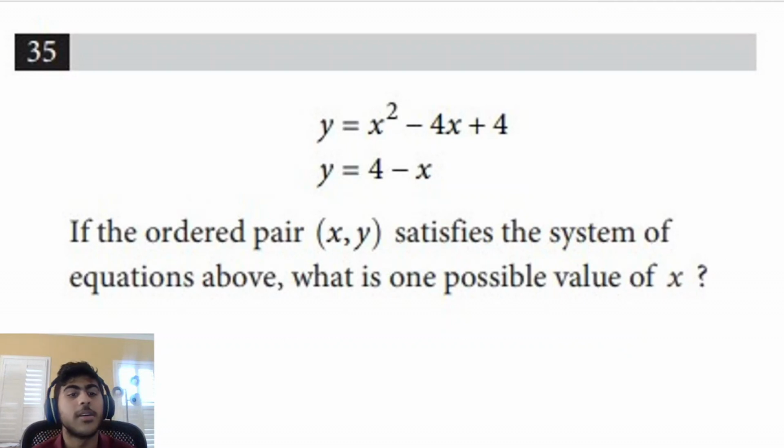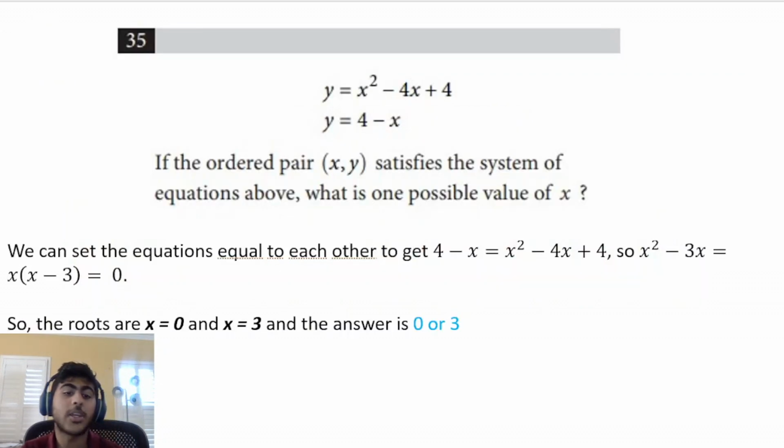Let's move on. Now, question number 35. We're given two equations: y equals x squared minus 4x plus 4, and y equals 4 minus x. We're told that the ordered pair (x, y) satisfies the system of equations above. We're asked for one possible value of x.